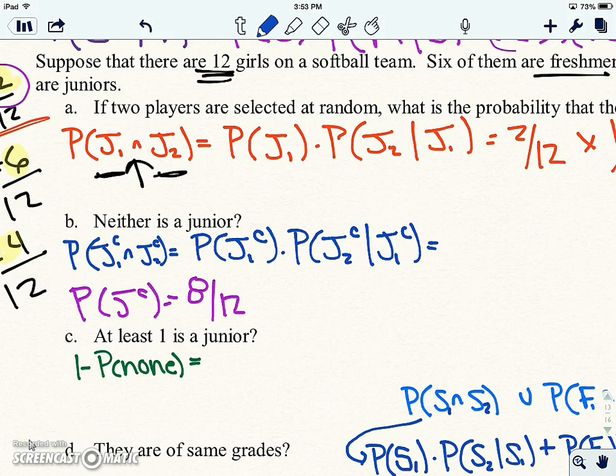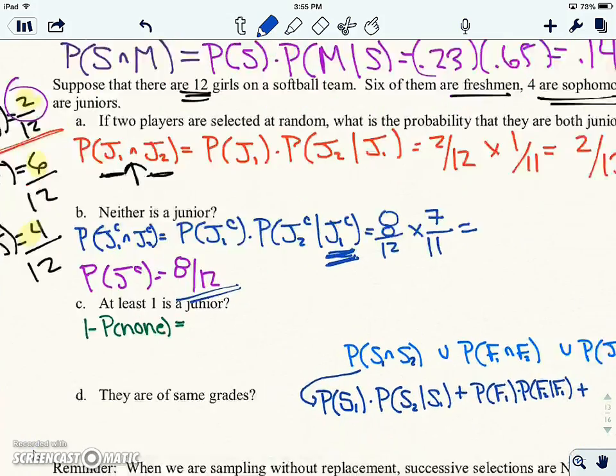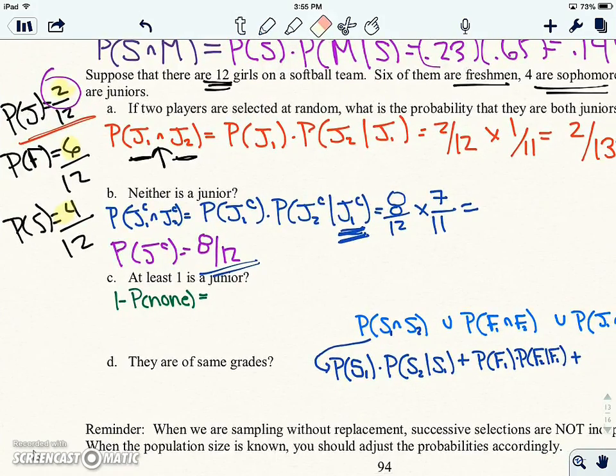So the probability of the first one not being a junior is 8 out of 12. Assuming that the first one was not a junior, there are 7 not juniors left out of 11. Okay, that was actually one error, and if you look, it stems back from my original probability that the probability of not being a junior is 8 out of 12. Well, there are 2 juniors, so that would actually be 10 out of 12.